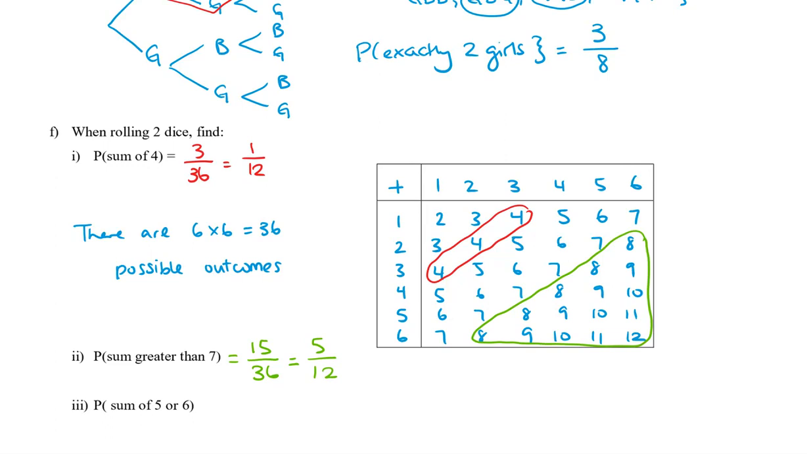And then finally, what is the probability of getting a sum of 5 or 6? Those would be those numbers over here. And there's 4 5s and 5 6s, so there are a total of 9 sums out of 36, and that gives us 1/4. And that's how we do some simple probability questions.